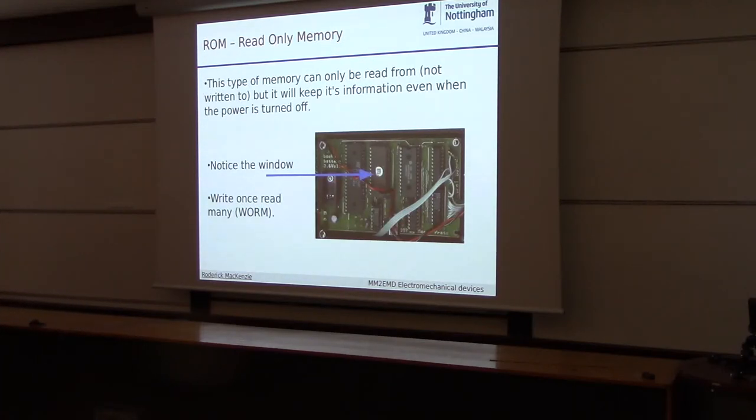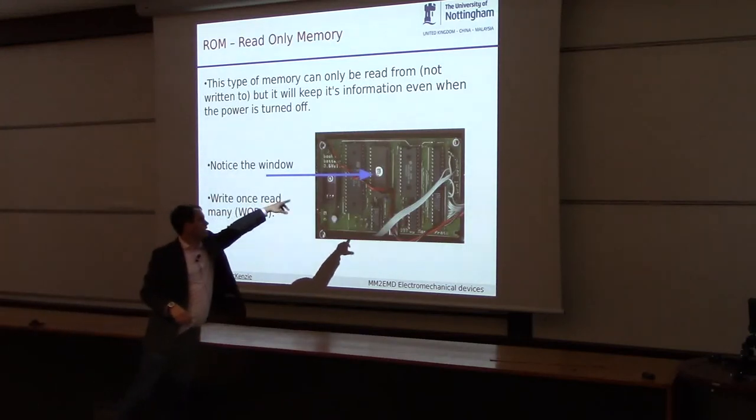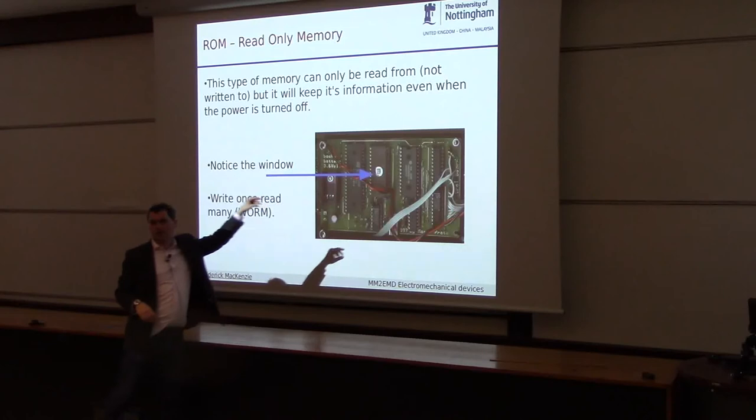In fact, normally you have something called WORM, which is write once, read many. So when you make the device, you make the chip, you write your program for this chip once, and then you don't ever touch it. This chip's quite interesting. Can you see it's got a little window, and you can actually see the silicon through the window on the top of the chip.